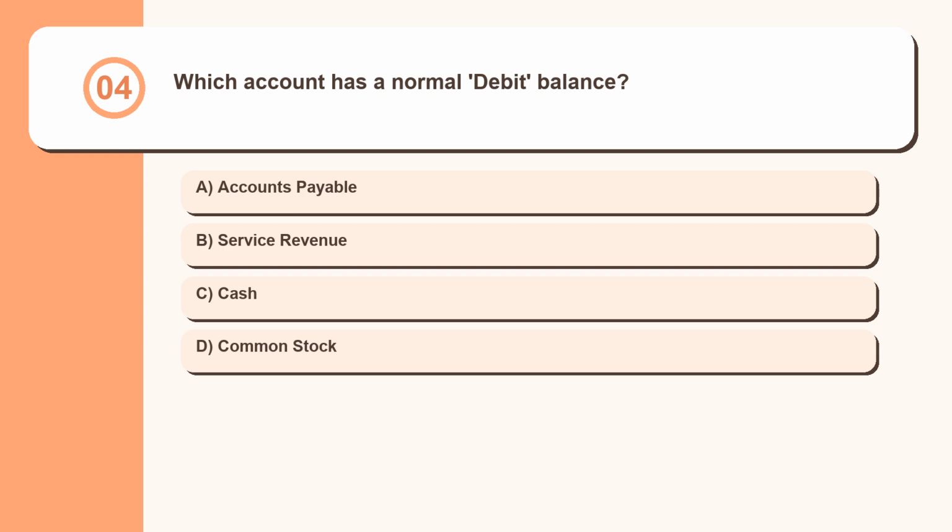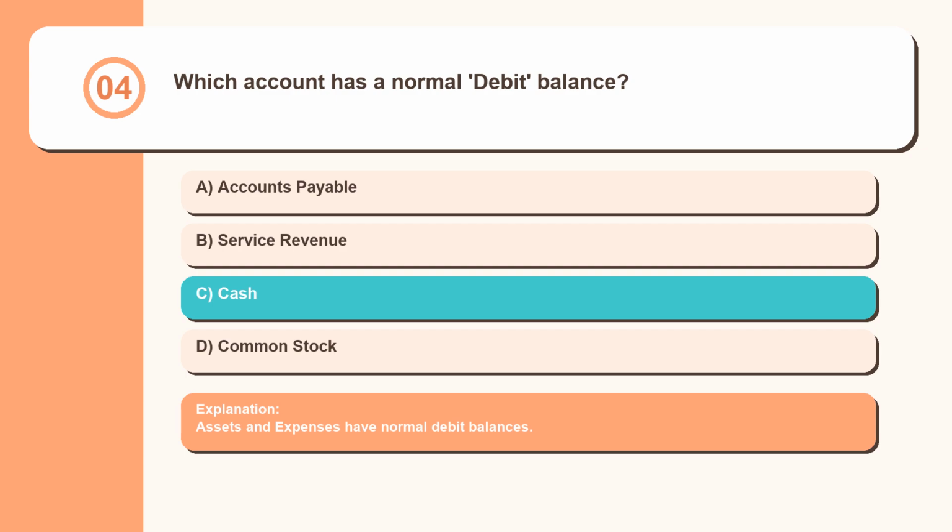Question 4. Which account has a normal debit balance? Accounts payable, service revenue, cash, common stock. Assets and expenses have normal debit balances.